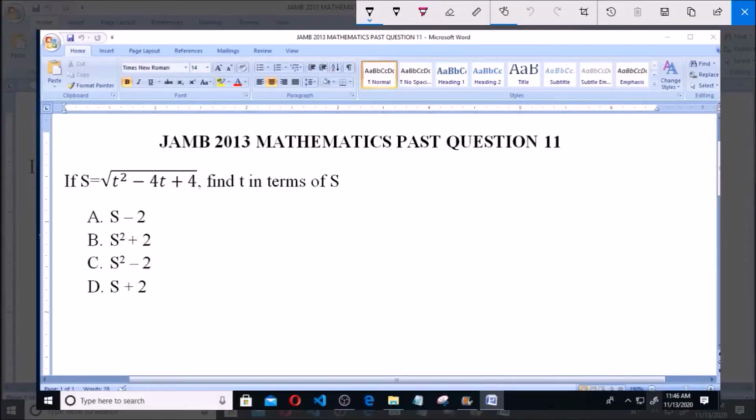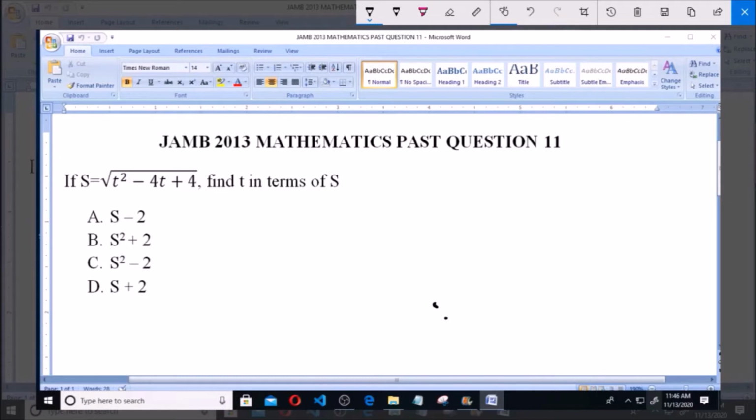I will be answering JAMB 2013 Mathematics Past Question 11. If S is equal to the square root of t square minus 4t plus 4, find t in terms of S. Now, we're given that S is equal to the square root of t square minus 4t plus 4.